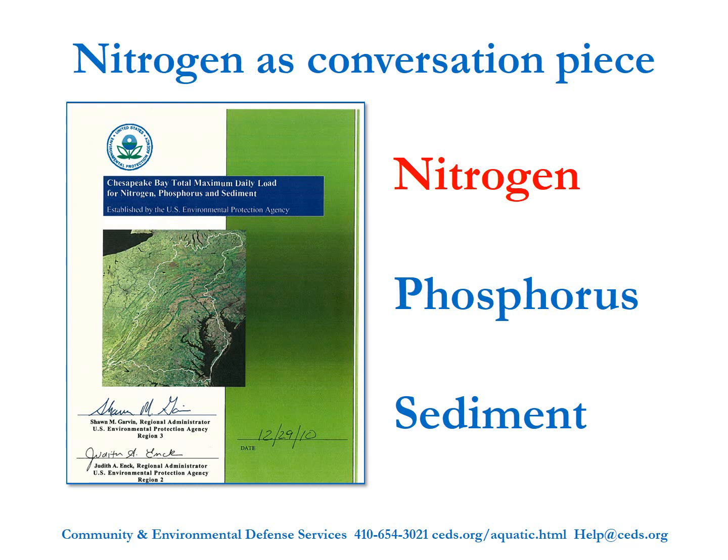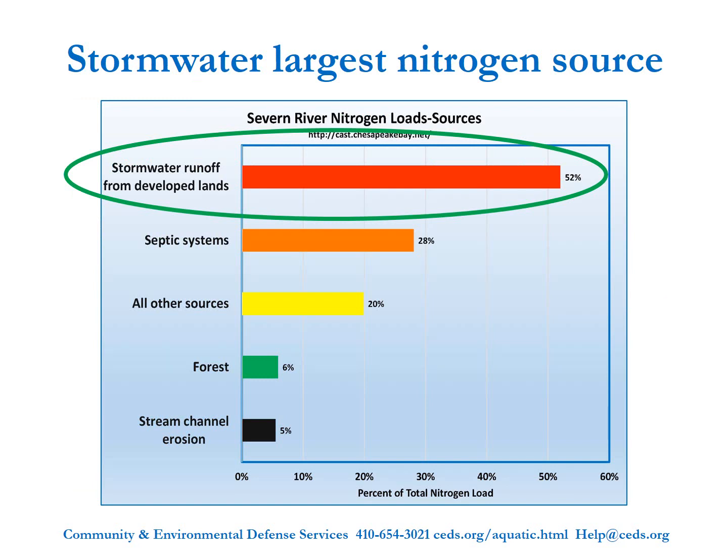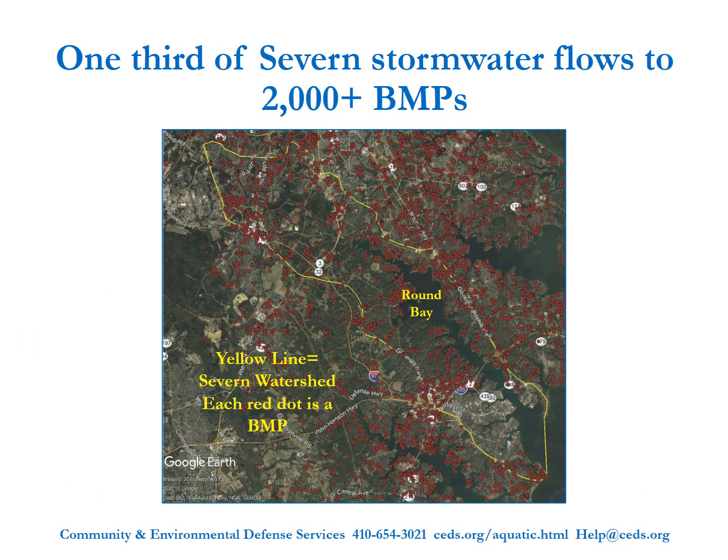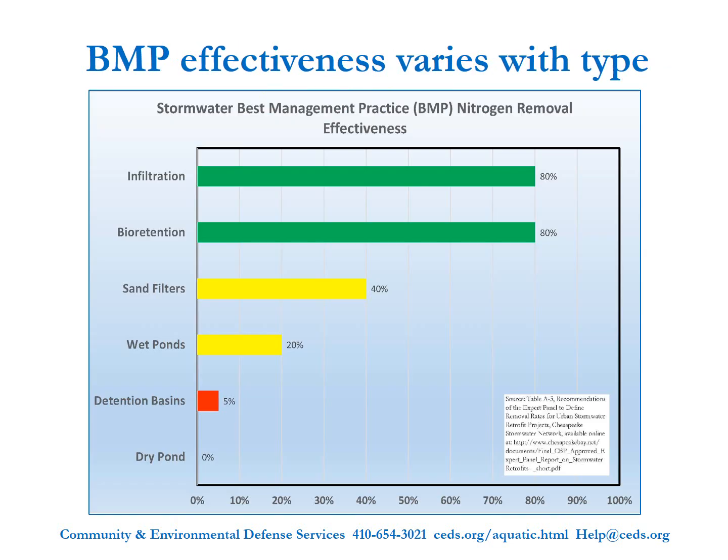I'm going to use nitrogen as a conversation piece to talk about stormwater best management practices. This graph from the Chesapeake Bay program model shows that more than half of all the nitrogen comes in stormwater from developed land. These are the six most common types of stormwater best management practices, BMPs, that are used to trap runoff pollutants before they can reach a waterway. In the Severn River watershed, more than a third of all the existing developed land drains to more than 2,000 stormwater BMPs. So these BMPs could be keeping a tremendous amount of pollution out of the river.